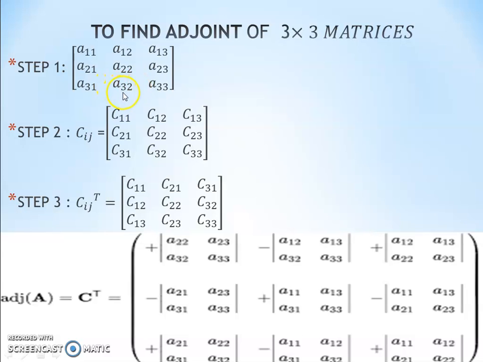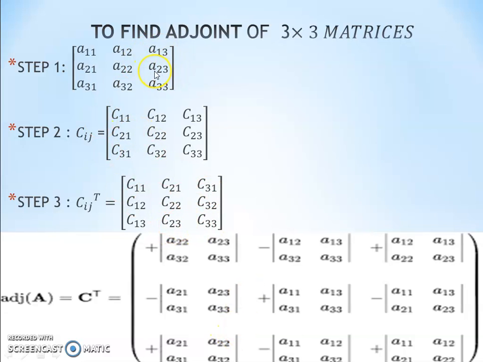We have to skip the second column and last row. So what is remaining? A11, A13, A21, A23. I highlight here. Next, C32 we have to cover. Now C13. Where is C13 allotted? Here you see A13. We have to skip the first row and last column. What is remaining? A21, A22, A31, A32. So I highlight here.